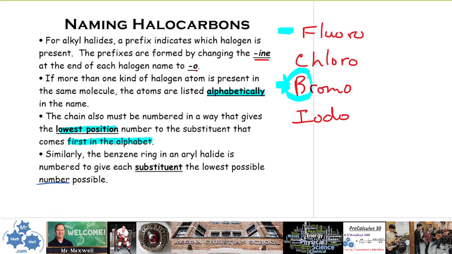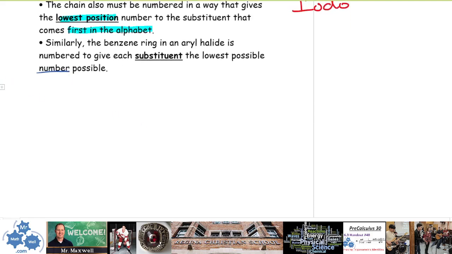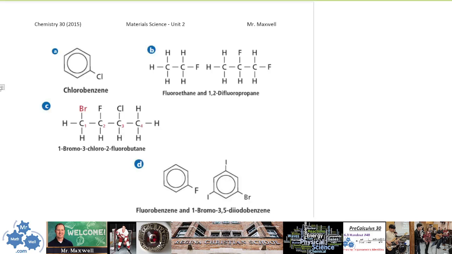So similarly, the benzene ring in an aryl halide is numbered to give each substituent its lowest possible number. All right, so there are some examples in your notes. Let's talk about these here, and we'll take a look at them just one at a time.